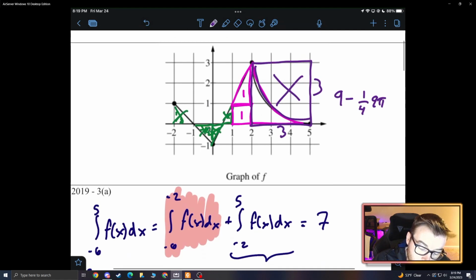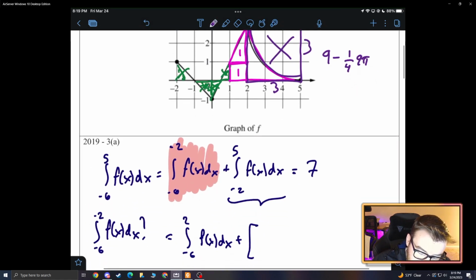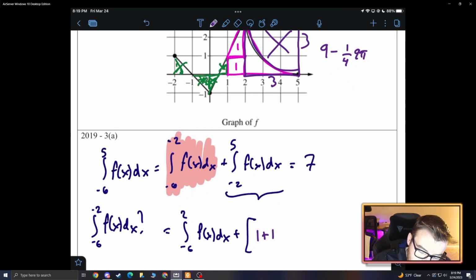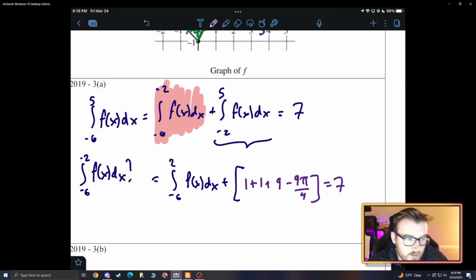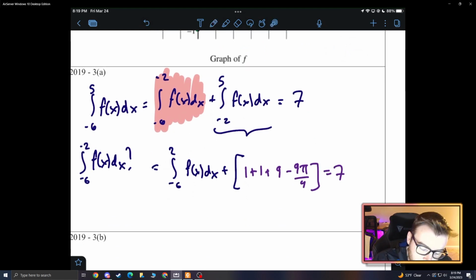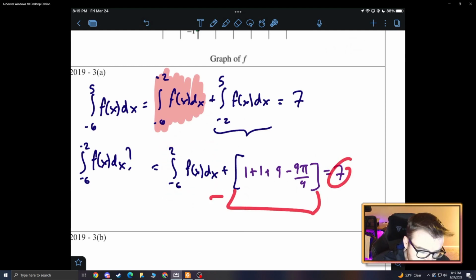So all in all, 9 minus 1/4 of 9 pi. I'm going to write that as 9 pi over 4. And that equals 7, right? So, therefore, this integral equals 7 minus this whole thing.